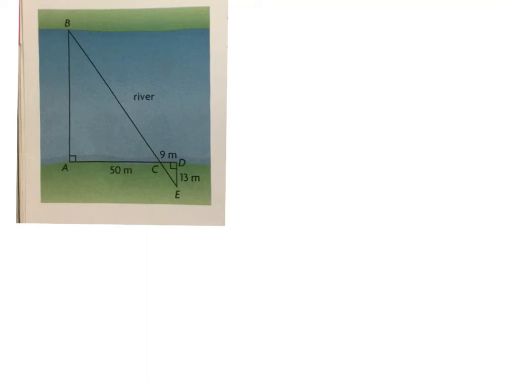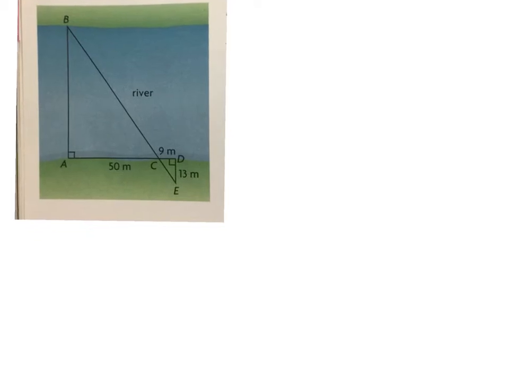We're given a diagram and we're asked to find the width of the river. Which side length of these triangles would represent the width of the river? Side length AB is the width. So we want to find the width of the river. This whole thing is the river.